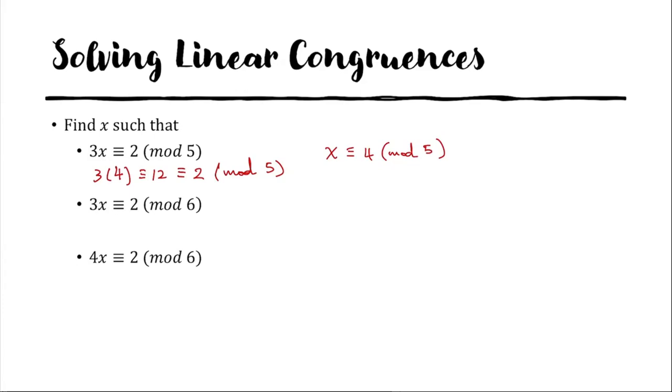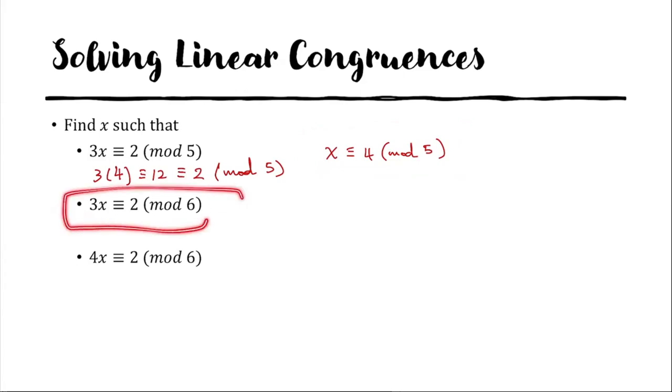14 will also work for x. If you want a smaller number, -1 also works. But all the solutions will belong to 4 mod 5. They will belong to this congruence class. So no matter which value you find, eventually you want to put it into the least non-negative residue form of the congruence class. So you will always put your answer in the LNR form. You will reduce it.